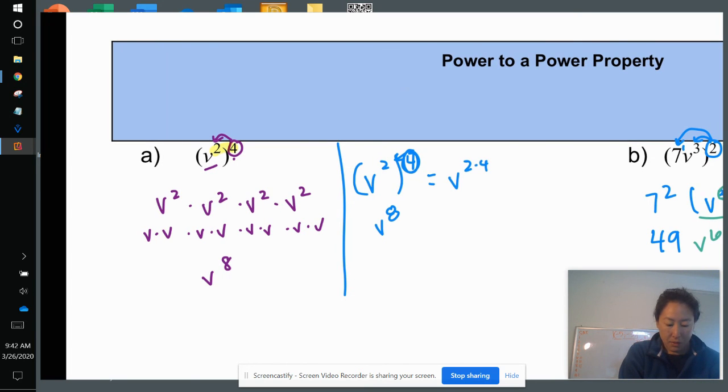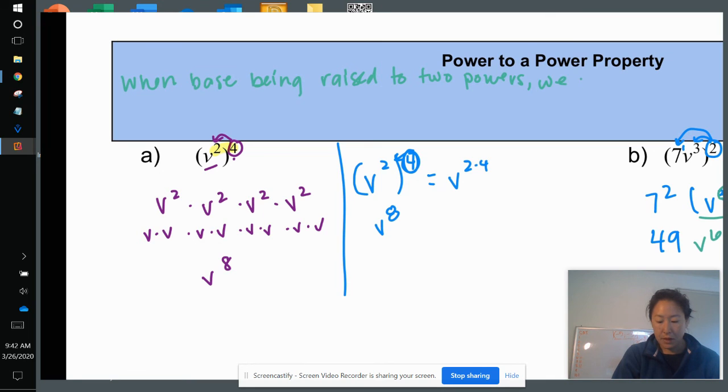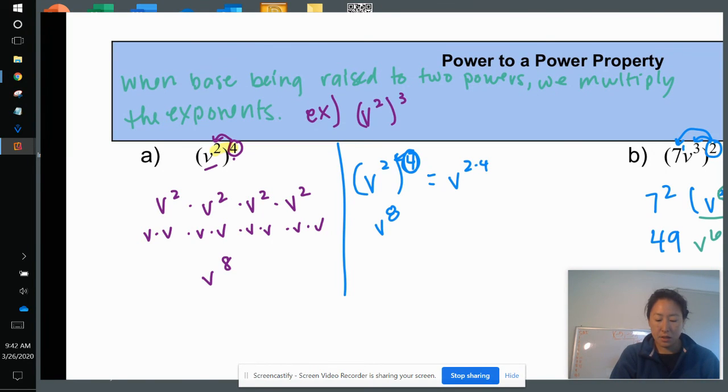Okay, so power to a power. So when a base is being raised to 2 powers, we multiply the exponents. Okay, so an example is v to the second to the third would give me v to the 2 times 3, which is v to the 6.